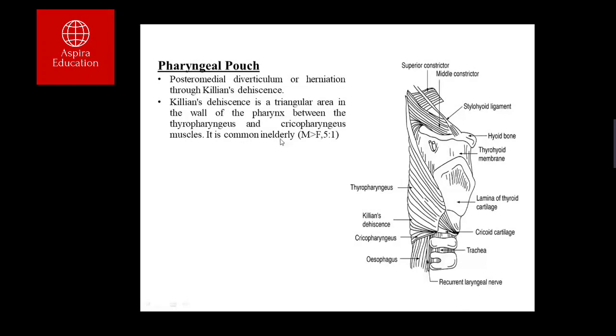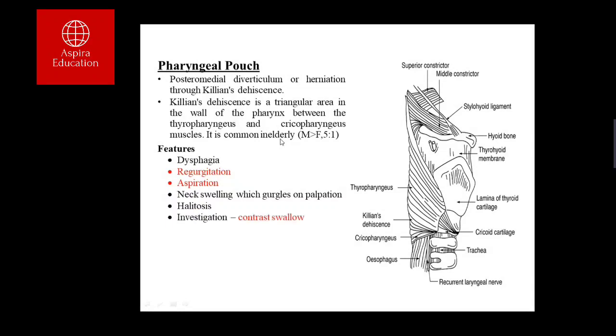Common features are dysphagia, because the food gets stored in the pouch, so they have difficulty in swallowing. Regurgitation of food, that means whatever food is stored in the pouch can come up again. Aspiration, because there could be microaspiration. The food from the pharynx can enter into the respiratory tract. There could be neck swelling, which gurgles on palpation. If the pouch is quite big, it will appear as a swelling in the anterior or just lateral part of the neck. When you press that swelling, you'll hear a gurgling because it's a hollow swelling. Halitosis, that is the bad smell.